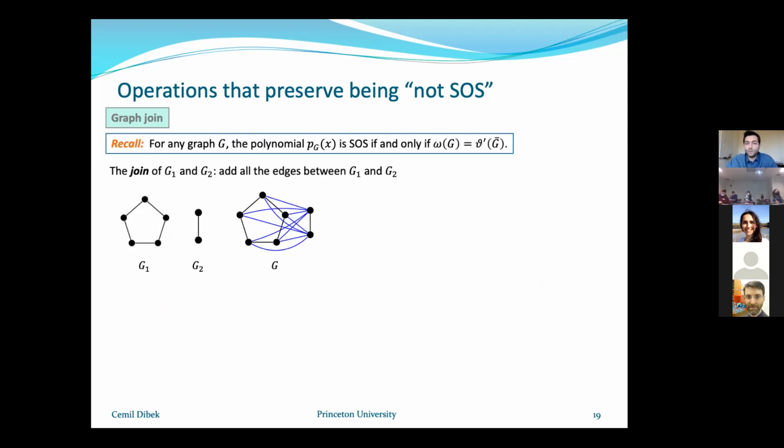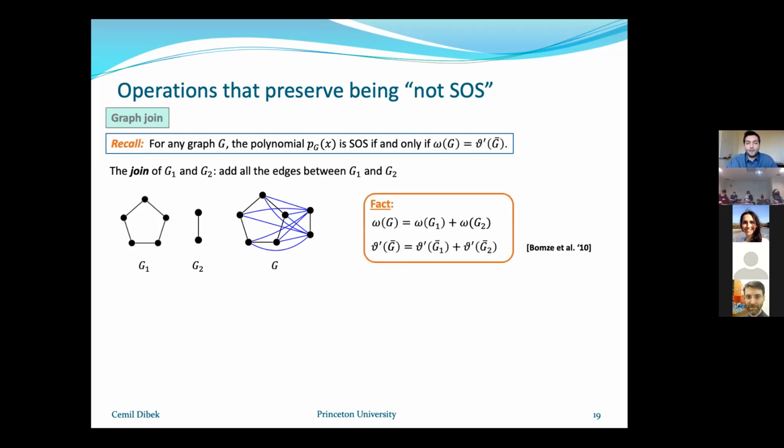This is a very simple operation to describe. You take two graphs, G1 and G2, and you add all the possible edges between them. And then one thing to observe with this operation is the clique number of the join is the sum of the clique numbers. And it's not that immediate to see, but it is known that the same thing happens for the Schrijver number.